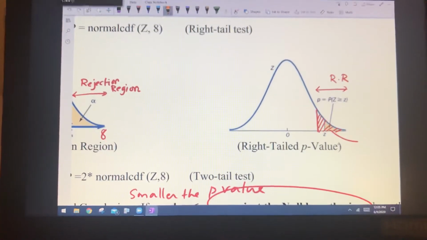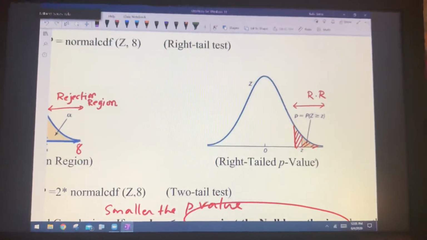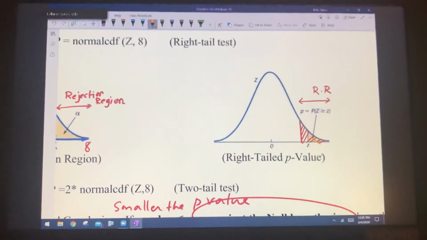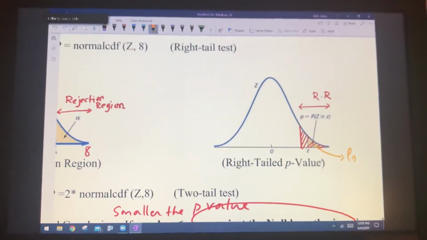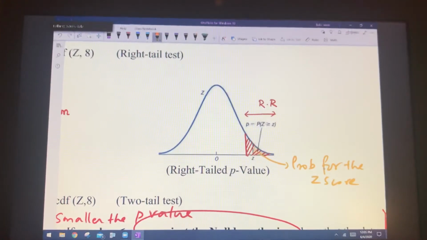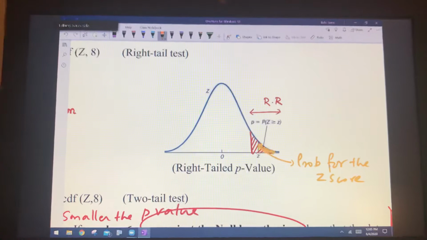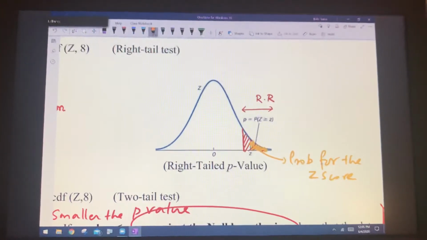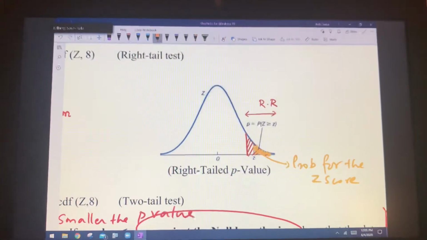Now it's getting hot. I think it's not working now. Again, okay. So this yellow is the probability. This is the probability for the z-score. Since my probability is falling in the rejection zone, I am going to be rejecting the null hypothesis.